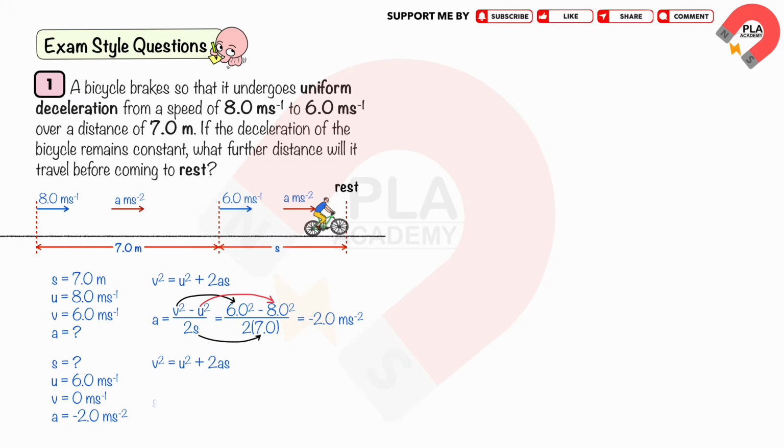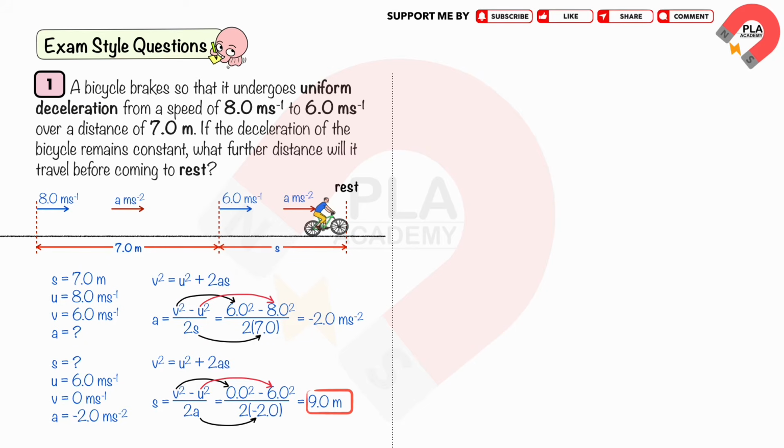Let's rearrange this equation to make displacement, s, the main variable, like this. We substitute v equals 0, u equals 6, and a equals negative 2. We get s equals 9 meters.